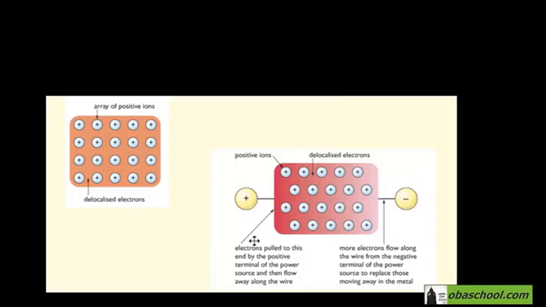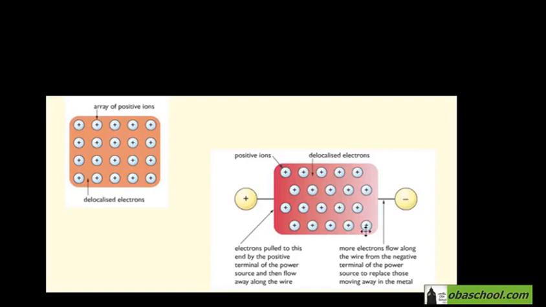This is the positive terminal and this is the negative terminal. And you know that two negative poles repel each other and two positive poles also repel. But negative and positive attract each other. So notice how the negative electrons moved away from the negative pole and they are attracted to the positive pole.